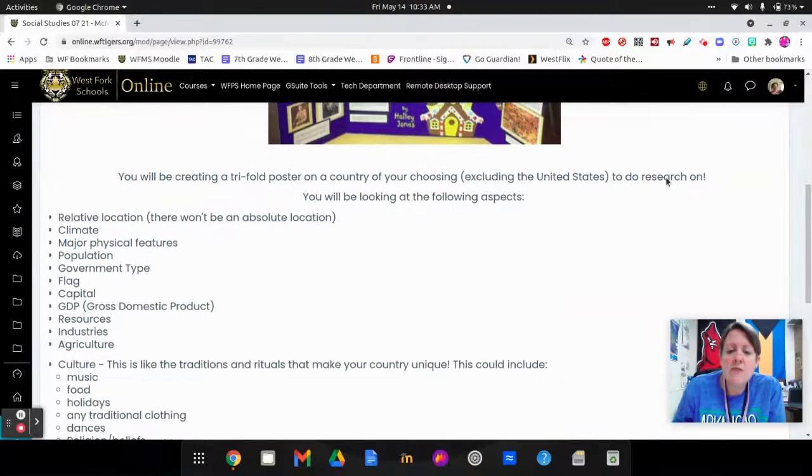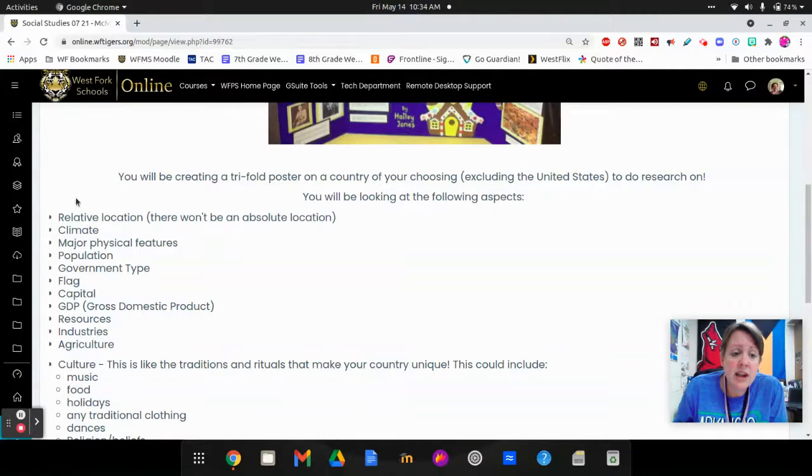So you're going to be looking at the following aspects for your country. This is a merging of all the geographical things that we've been studying at the beginning of the semester and putting them all together. So we're looking at the physical aspects of the country as well as the human aspect of it too. Obviously location is going to be an important part of your poster. But you can't do absolute location because your country takes up a larger space than just one point. So relative location in the continent or in the area that it's at.